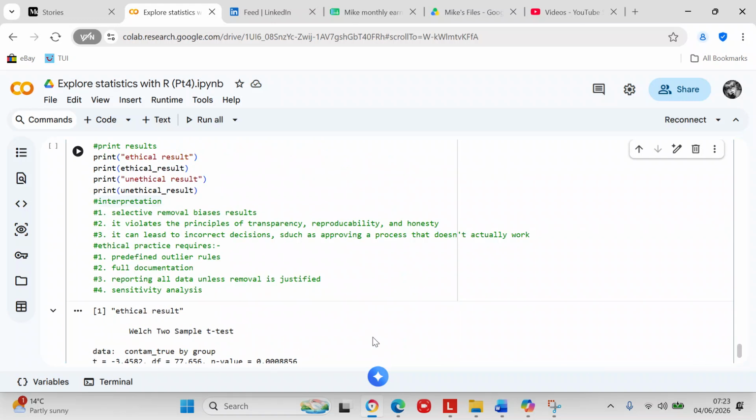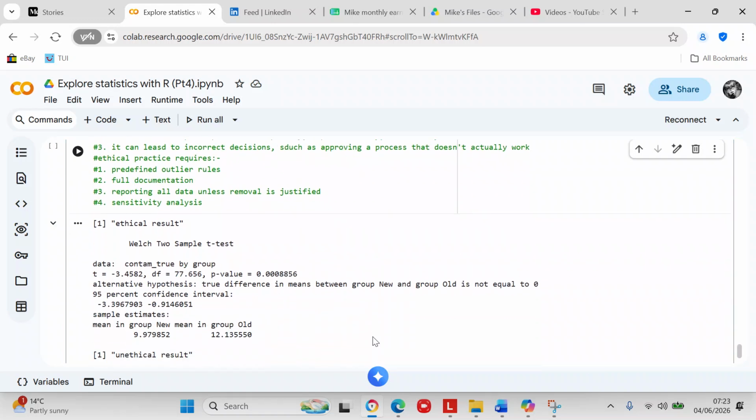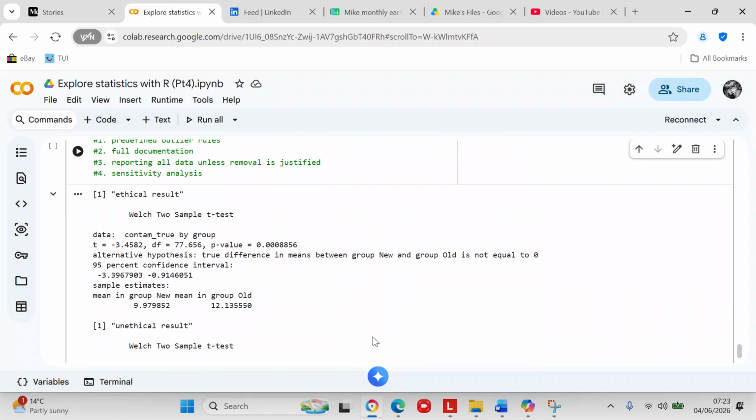So we're going to come down here and see what we've got. For the ethical result, you've got your p-value of 0.0008856. That tells you right there that it is below the significance level of 0.05.